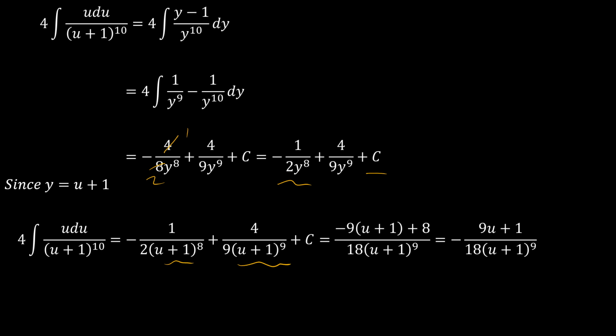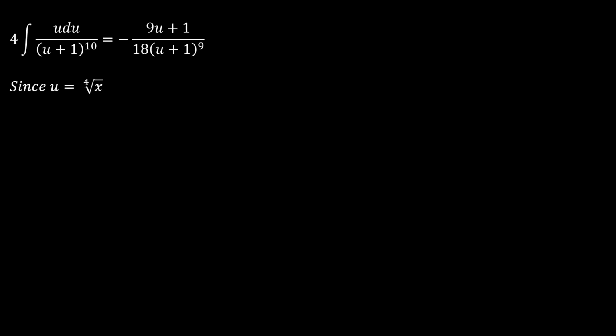and then this is the higher degree in terms of polynomials, so this becomes our LCM, and so reorganizing we get negative, the fraction of 9u plus 1 over 18 times u plus 1 to the power 9. But we don't stop there. Since we had also indicated that u is equal to the fourth root of x, we can now get our final answer.